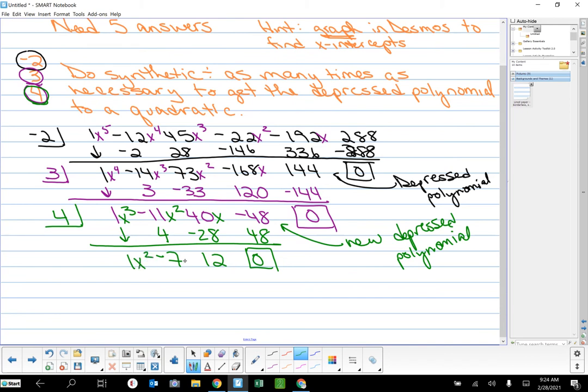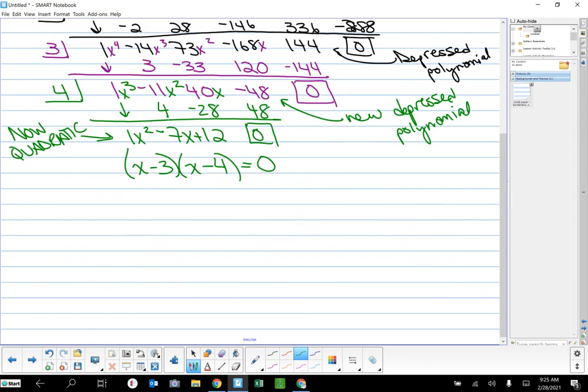So now I have a quadratic. 1x squared minus 7x plus 12. And wouldn't you know it, I can factor this. Now you have a quadratic, and you should look to factor if you can. And I can. In fact, I'm not going to do the X method. You guys should be able to factor this in your head by now. I can go x minus 3, x minus 4, and set each factor equal to 0.